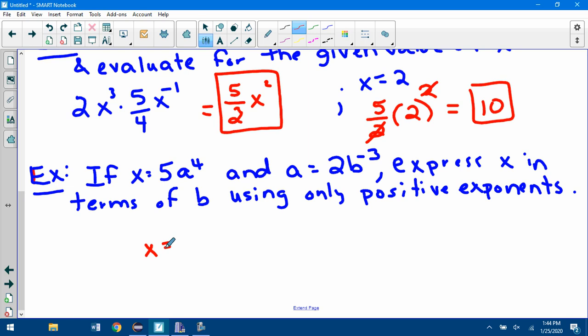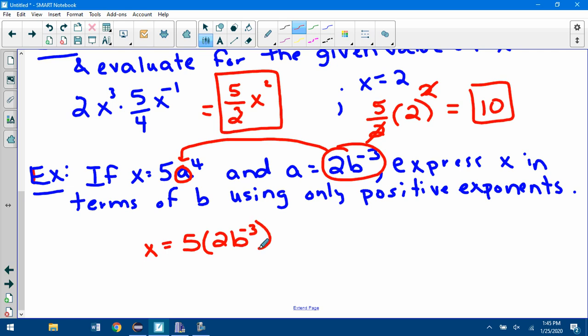So x in terms of b. Well, if x equals 5a to the fourth, and a is 2b to the negative third, I can plug that in for the a. So this is going to be 5 times 2b to the negative third. Then what's still on the outside? This 4 is still here. So x equals, we've got b's in our answer, that's good, but only using positive exponents. So we have to deal with this.